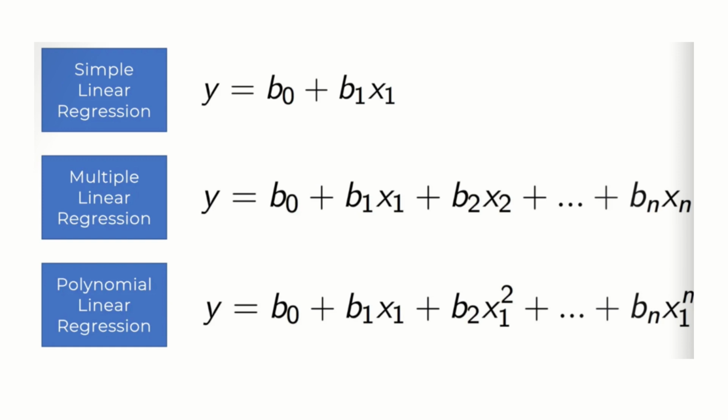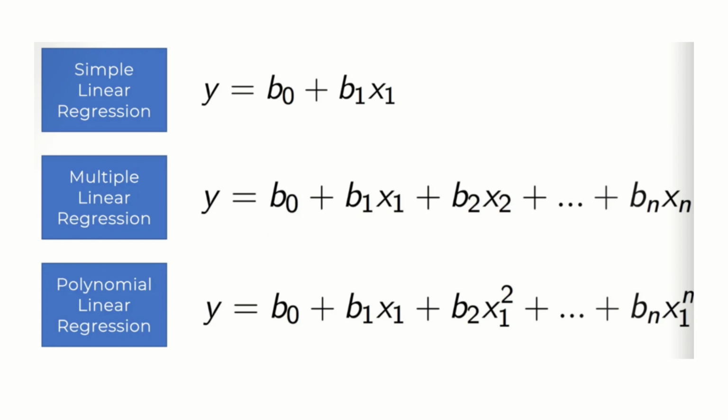So you can see it here. We have displayed three different types of regression. The first one is simple linear regression, in which there is a simple formula available: y equals b0 plus b1 x1. Then we've got multiple linear regression, which I've already explained: b0 plus b1 x1 and so on. It means we have more than one independent variable available here.